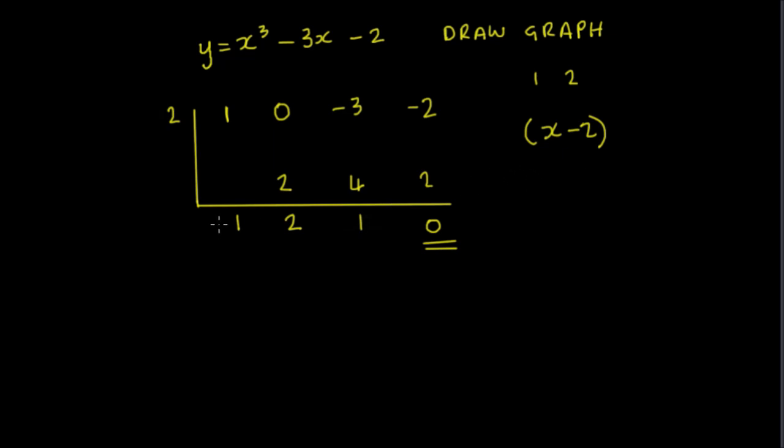Now you can see from here the other factor is going to be x squared plus 2x plus a value of 1. Now we can further factorise this here, so I'll write it out down here. So we're going to have our x minus 2, and we're going to have the 2 brackets here.